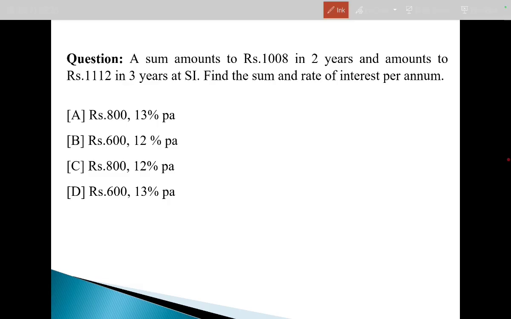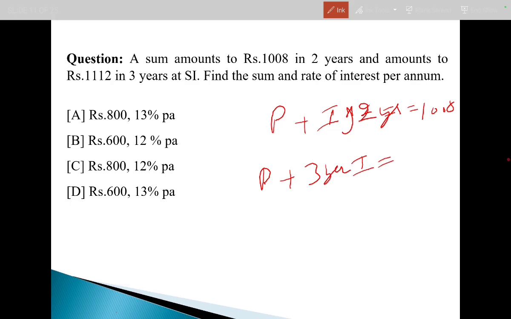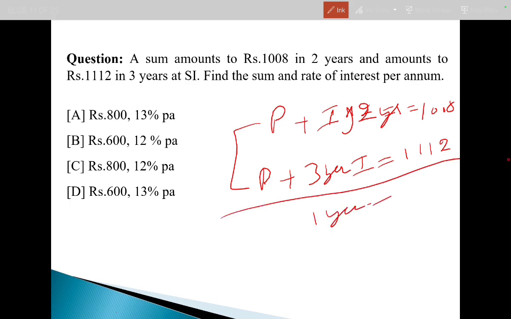Now it's another question. A sum amounts to 1008, amount meaning principal plus interest, in 2 years. And it amounts to 1112 in 3 years, which means principal plus 3-year interest is equal to 1112. In both equations, what's the difference of 1 year? So from this I can figure out the 1 year interest.